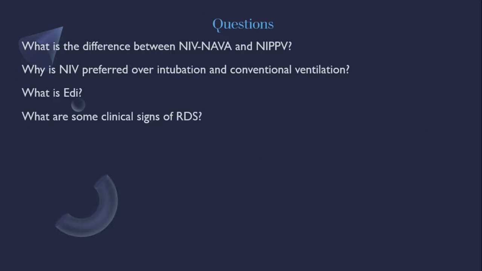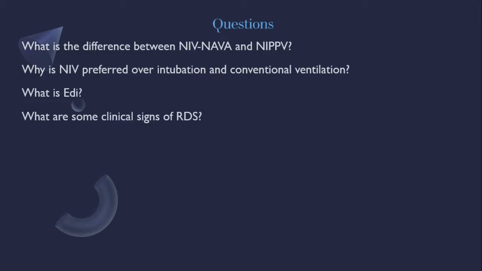Just some questions. What is the difference between NIV-NAVA and NIPPV? The difference with NIV-NAVA is your diaphragm electrical activity catheter, and the breaths are synchronized based on phrenic nerve activity. With NIPPV, the ventilator just gives breaths without regard to the patient's spontaneous respirations.